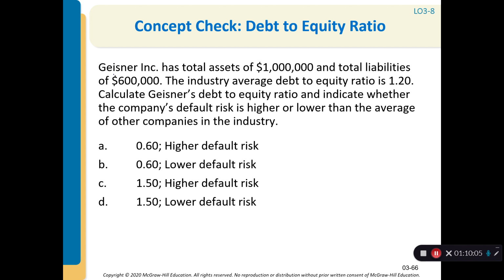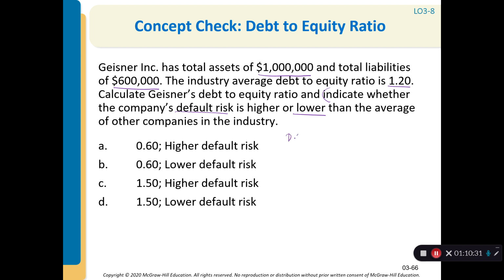So Gensner Inc. has a total asset of 1 million and total liability of 600,000. The industry average debt to equity ratio is 1.2. Calculate Gensner's debt to equity ratio and indicate whether the company's default risk is higher or lower than the average of other companies in the industry.